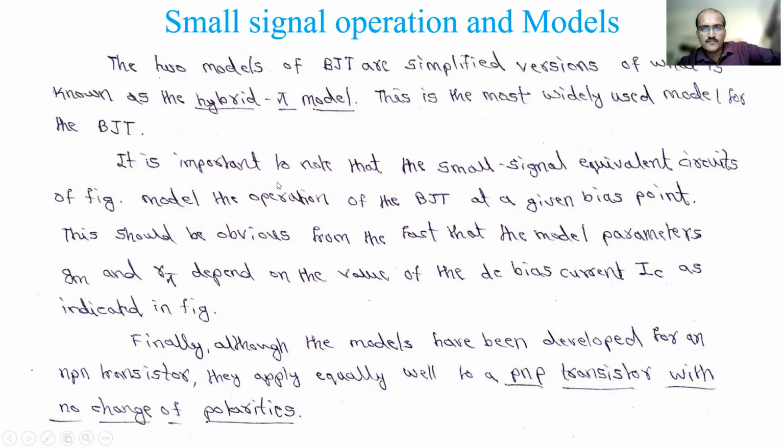It is important to note that the small signal equivalent circuits model the operation of the BJT at a given bias point. This should be obvious from the fact that the model parameters gm, the transconductance, and r_pi, the resistance associated with the base current, depend on the value of the DC bias current IC as indicated in the figure. You can prove it: gm is given as IC by VT. Similarly, r_pi is related to IC in some expression. So it is at the given bias point.